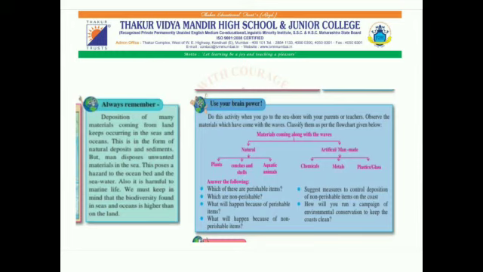Do this activity when you go to the seashore with your parents or teachers. You can divide the materials coming along with the waves. They can either be natural or artificial, that is man-made. Natural materials are plants, conches and shells, and aquatic animals, while artificial materials are chemicals, metals, and plastics. Now, do as per the questions given to you. Do this activity as your assignment.